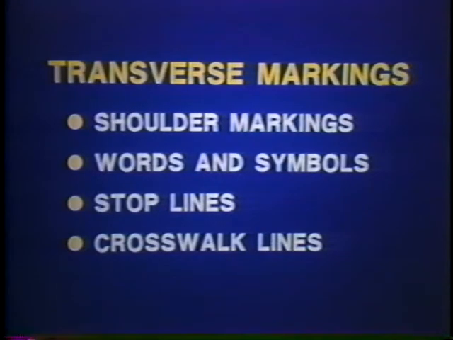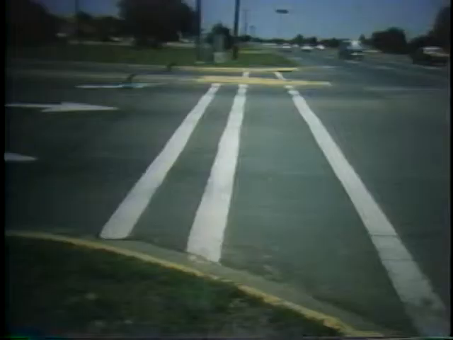Shoulder markings, words and symbols on the pavement, stop lines, and crosswalks are transverse pavement markings. Designs for these markings are found in the metric edition of standard alphabets. Transverse pavement markings such as stop bars and crosswalks must be much wider than longitudinal lines so that drivers can see them well enough from the driver's angle of viewing.